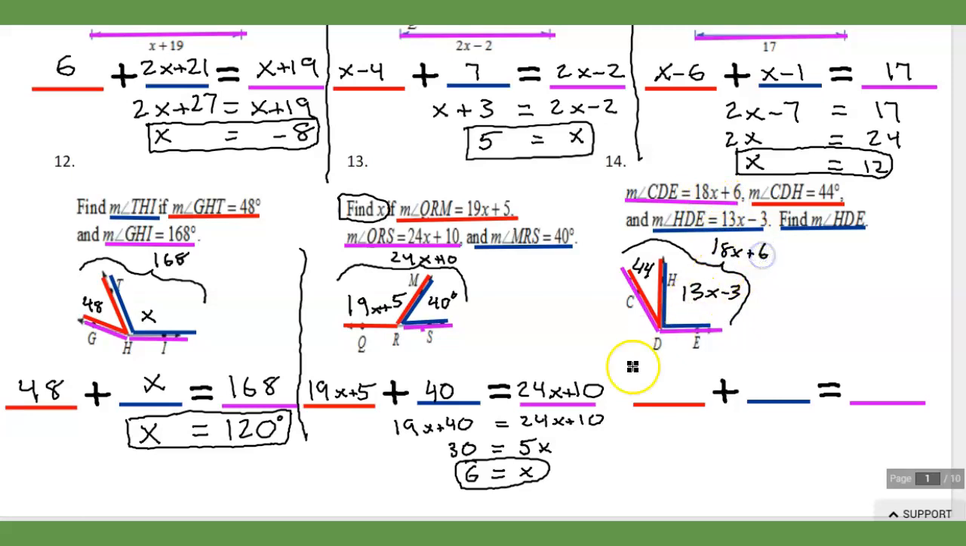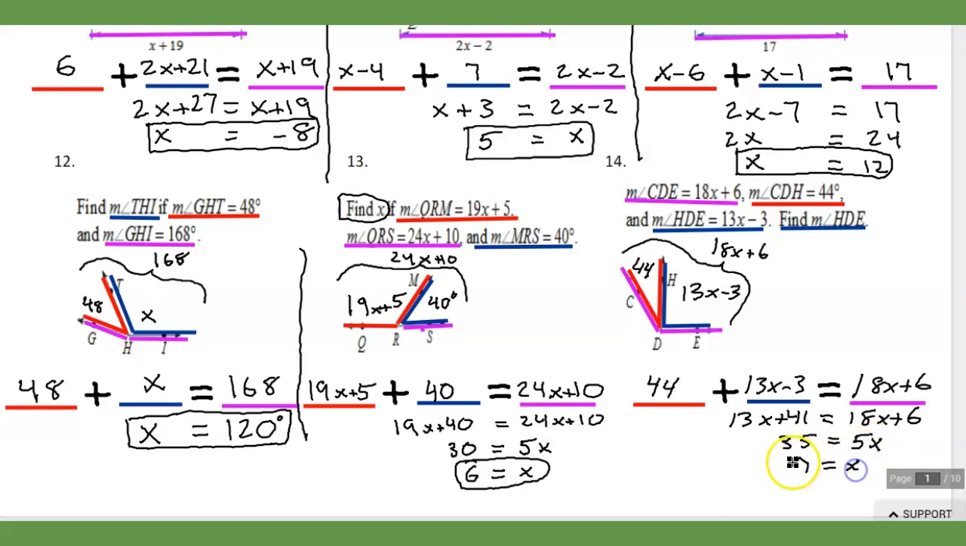plus 6. All right, so we have the red, 44, plus the other small part, 13x minus 3, should add up to 18x plus 6. So just solve this, we'll have 13x plus 41 equals 18x plus 6. And looks like we're going to subtract 13x on both sides. So 18 minus 13 gives us 5. Subtract 6 on both sides. So we'll have 41 minus 6, which is 35. And then divide both sides by 5, and we'll have x equal to 7.